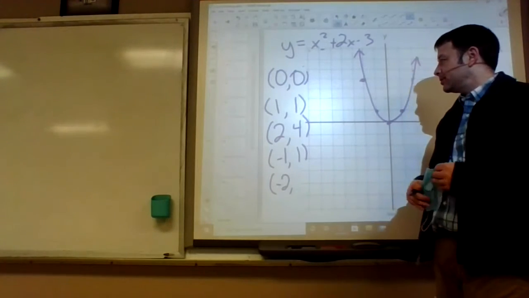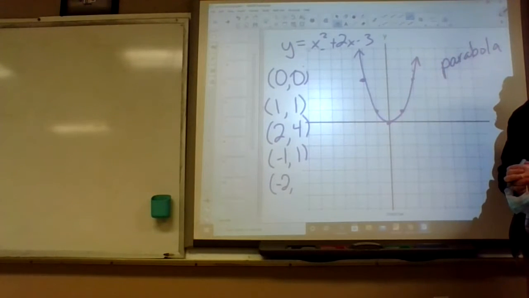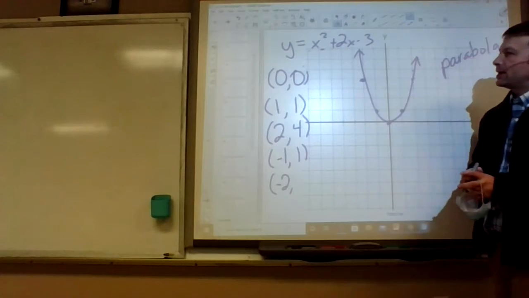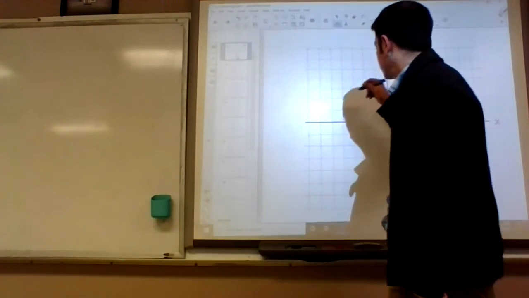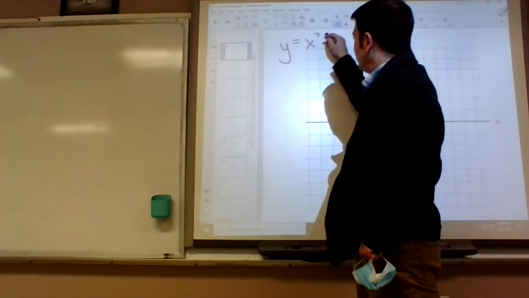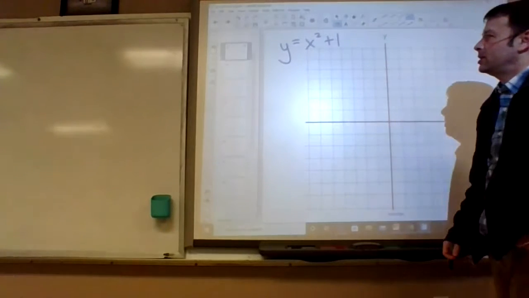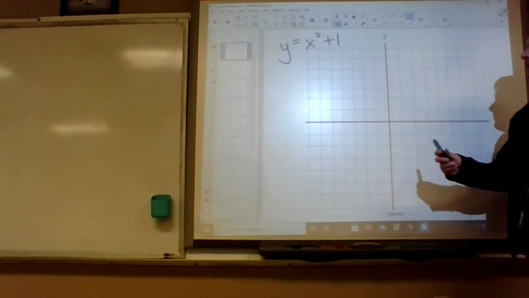Somewhere between a V and a U, kind of. Let's keep going. What do you think would happen to the graph if I did plus 1? Go up? Think it'll go up 1? All right, let's find out real quick.